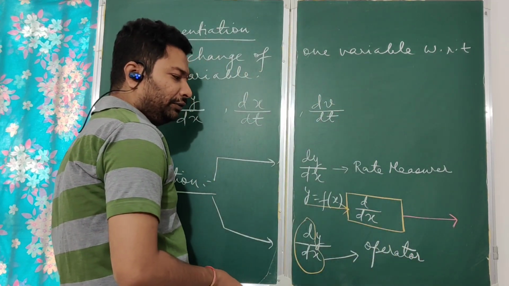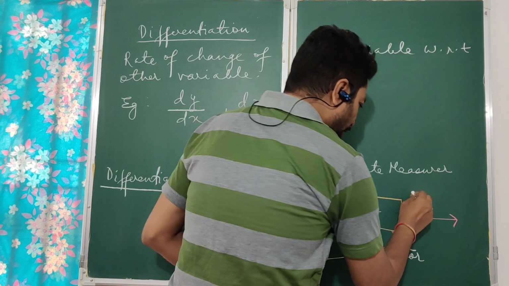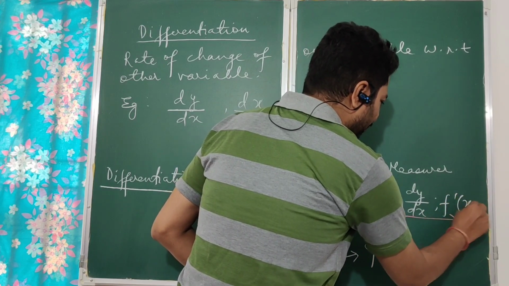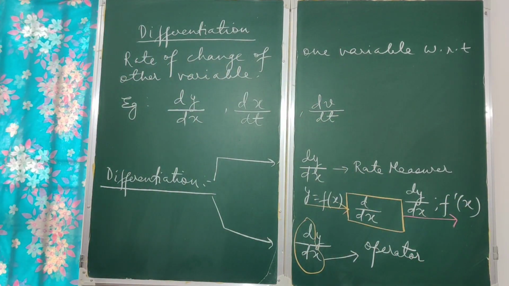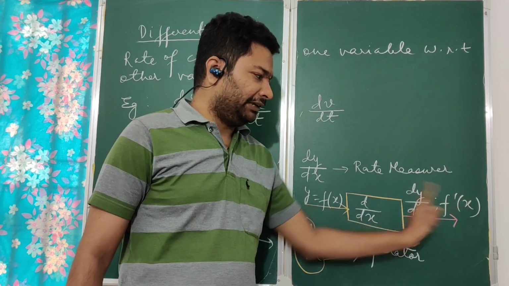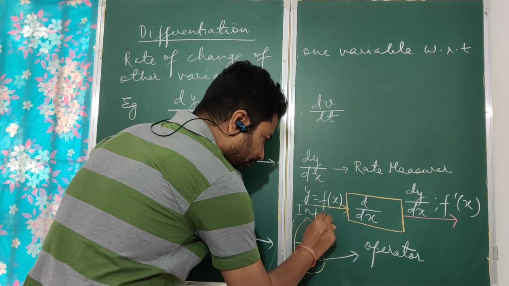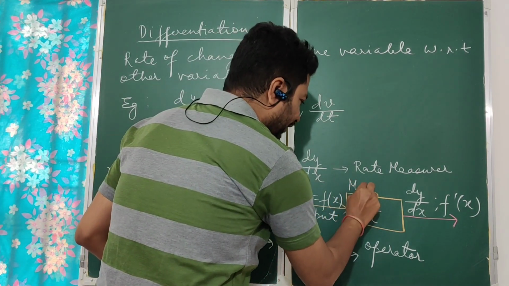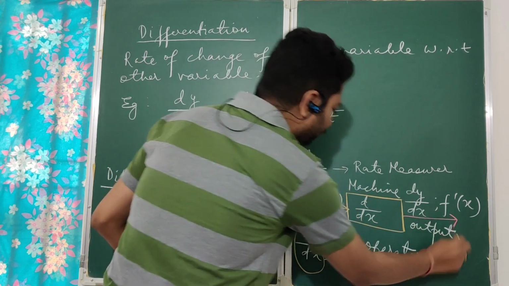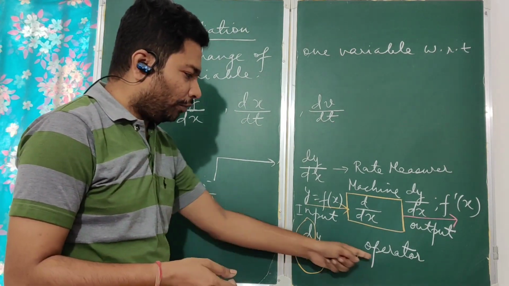This is the machine. So obviously any machine will give you some output. And what is the output that you get? You get the output as dy by dx, or you can also write it as f prime x. Both mean the same thing. Another way to write this differentiated form is f prime x. So this is your input, this was your machine, and this is your output.